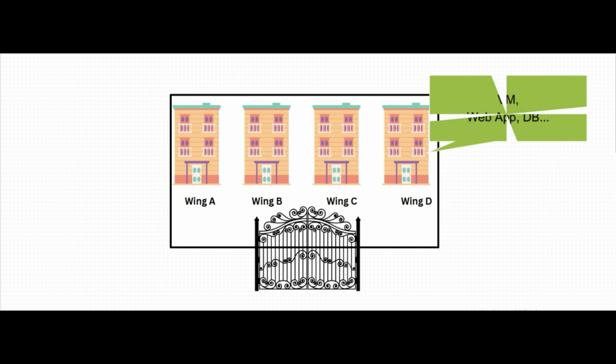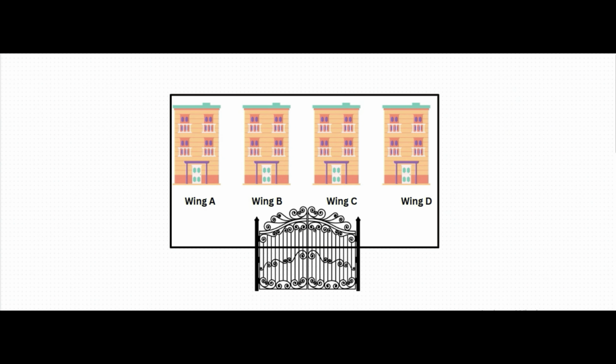So let's assume there is one housing society. In that housing society there are n number of wings: A, B, C, D. For example, in wing A, there are 5 flats. Those flats we call virtual machines or applications, that is, a database or maybe web apps or any application. So those flats stay in one subnet, or one wing.